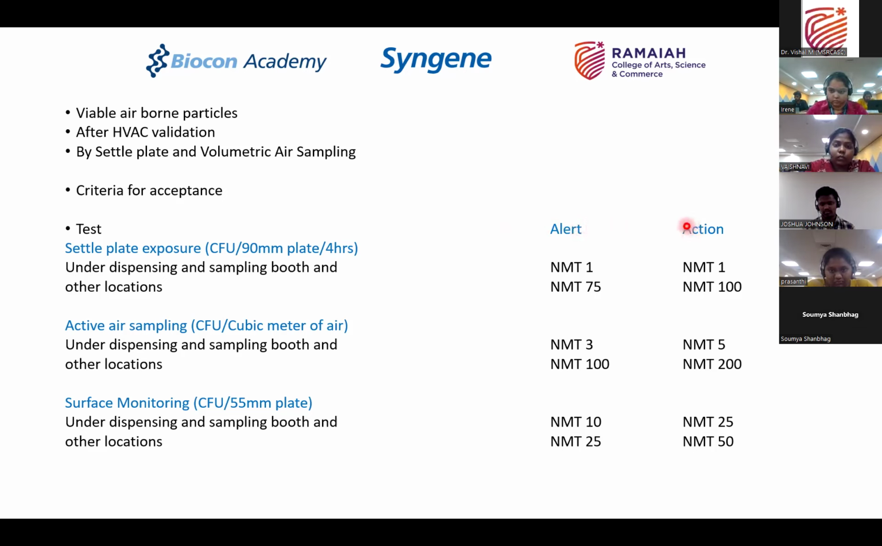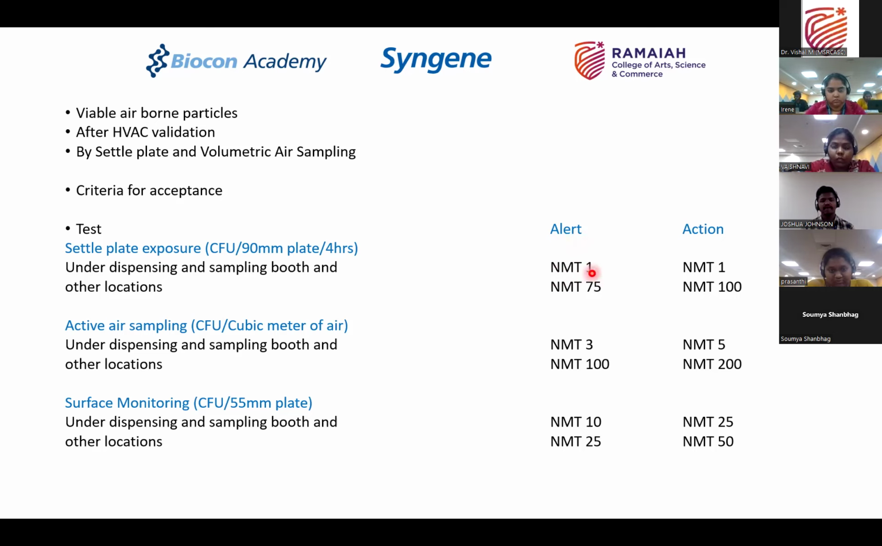And action level means when the count reaches a particular point, some action should be taken strictly. So you have to be very careful, and action should be taken if the count goes beyond that particular point. Now, under the dispensing area or sampling booth, how much should be the alert acceptance criteria? Not more than one colony forming unit.